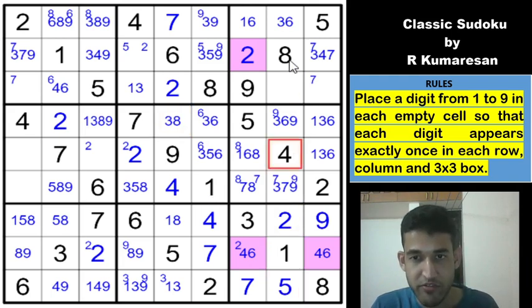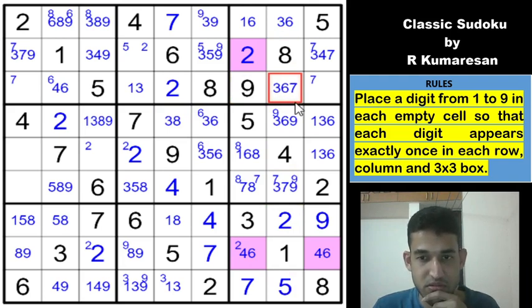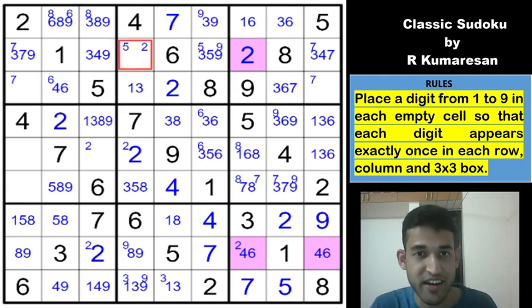1, 2, 5, 4, 8, 9. So this will be a 3, 6 and 7. Is there more twist in the tail? I'm not really sure.